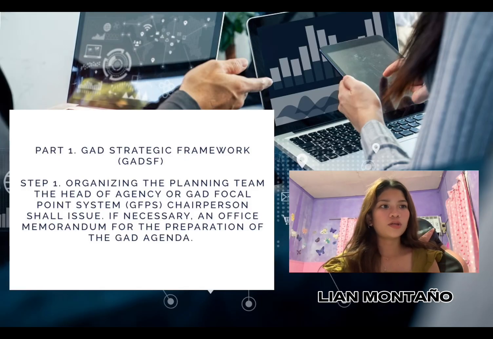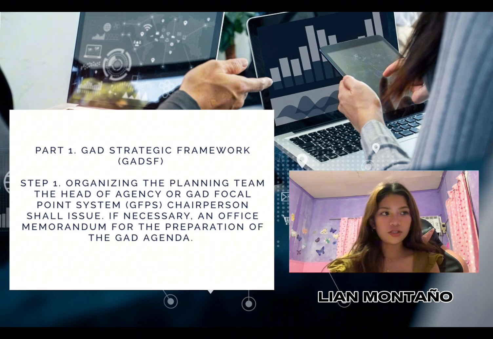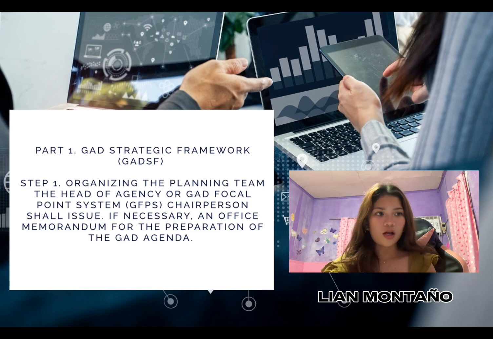Part 1, GAD Strategic Framework. Step 1, Organizing the Planning Team. The Head of Agency, or GAD Focal Point System, or GFPS, Chairperson shall issue, if necessary, an office memorandum for the preparation of the GAD agenda. This step involves assembling a team to create a GAD, or Gender and Development, Agenda. The head of the agency or the chairperson of the GAD Focal Point System or GFPS is responsible for this. If needed, they'll send out an official memo to start the process.